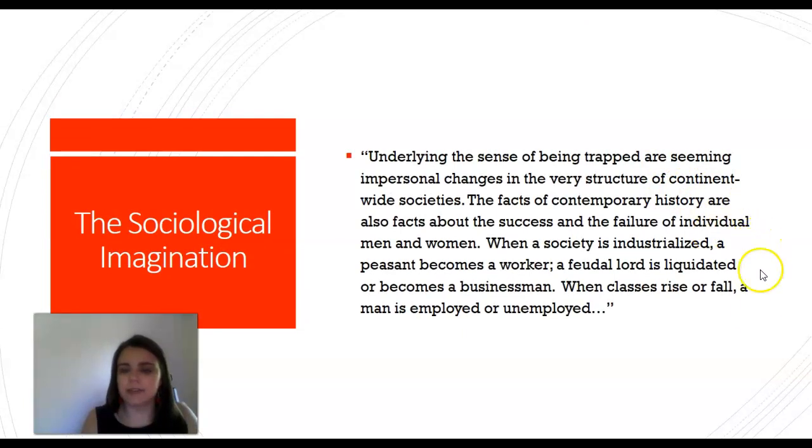So he gives a couple of examples here, right? When a society is industrialized, a peasant becomes a worker. In essence, he's saying when these big economic industrial changes happen in a society, the individuals also change, right? They become a worker rather than a peasant or a farmer. When classes rise or fall, so when we see these big economic changes, a man is employed or unemployed. So in essence, these individual changes in our lives are also dependent on what's happening in the big picture around us society-wide.